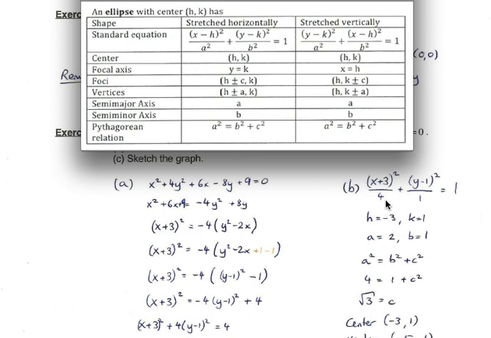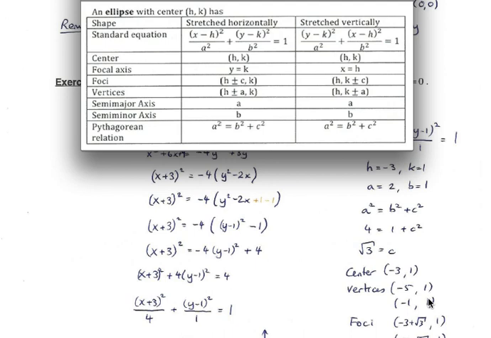A equals 2, B equals 1, H equals negative 3, K equals 1. We can extract this information immediately. We have A and B, so we can find C using the Pythagorean relation. 4 equals 1 plus C squared, and therefore C equals root 3.